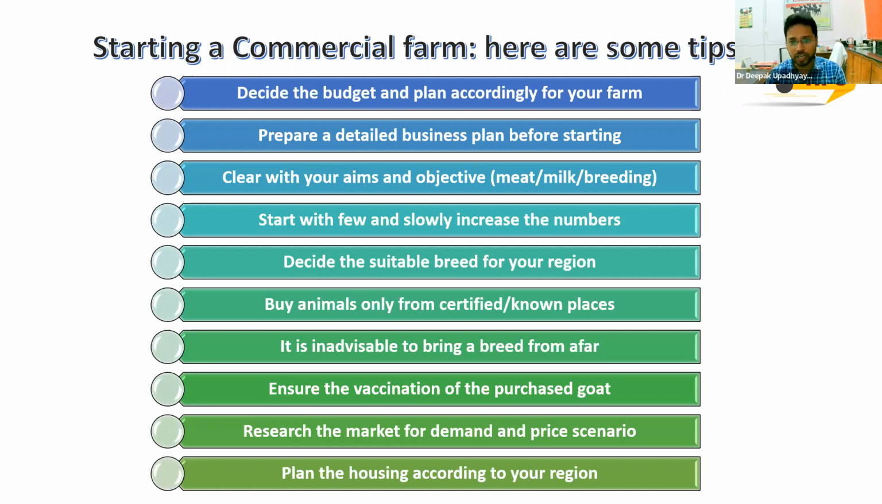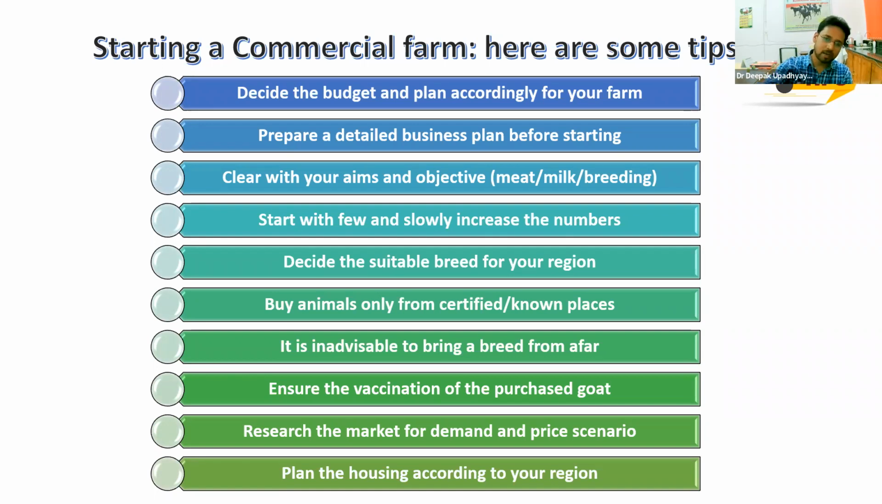Be clear with your aims and objectives, whether you want to go for meat production, milk production, or set up a breeding farm. Don't jump into the business. Start with a few animals and slowly increase the numbers so as to gain experience and accommodate to the system. And decide the suitable breed for your region.